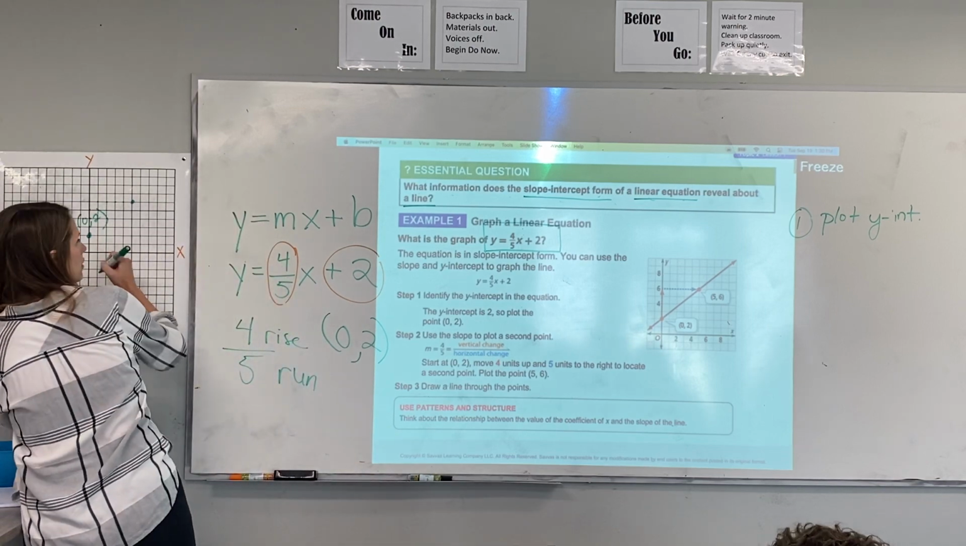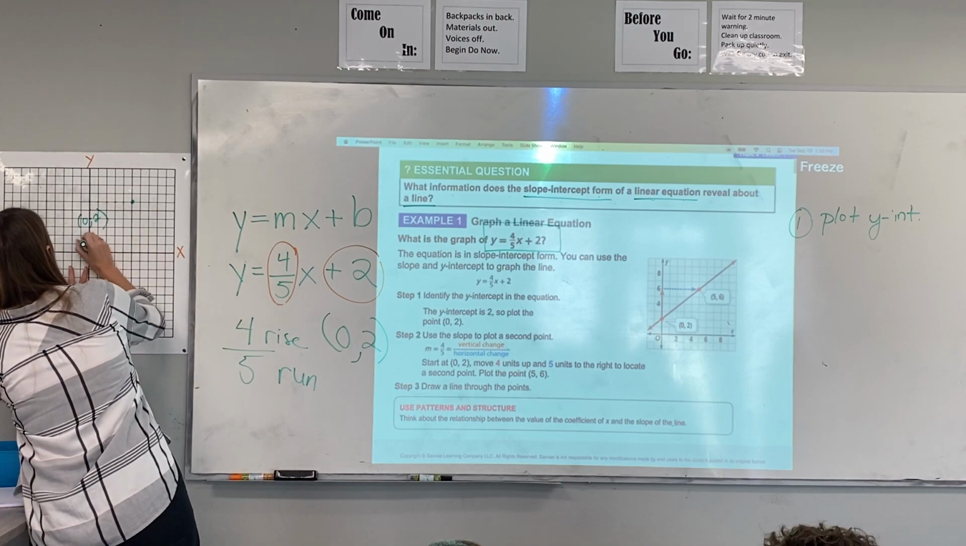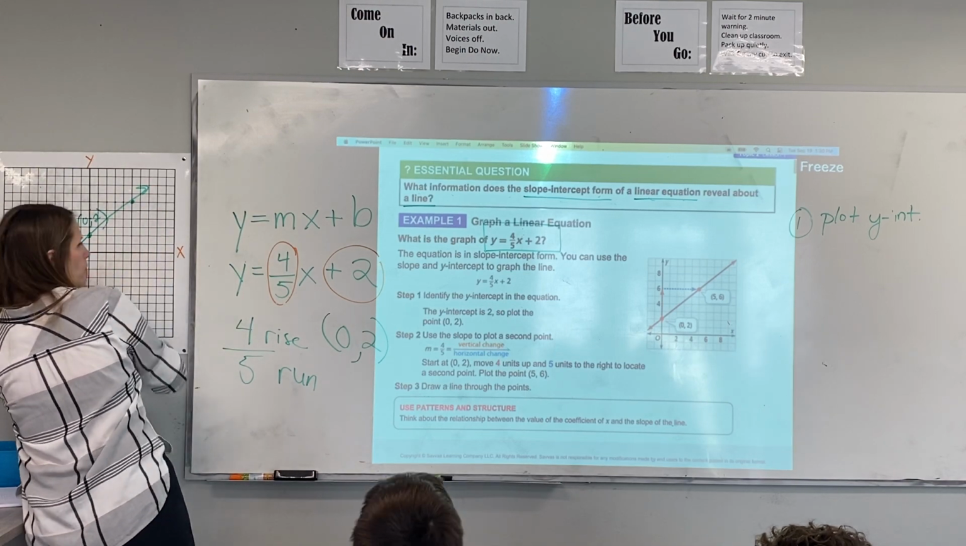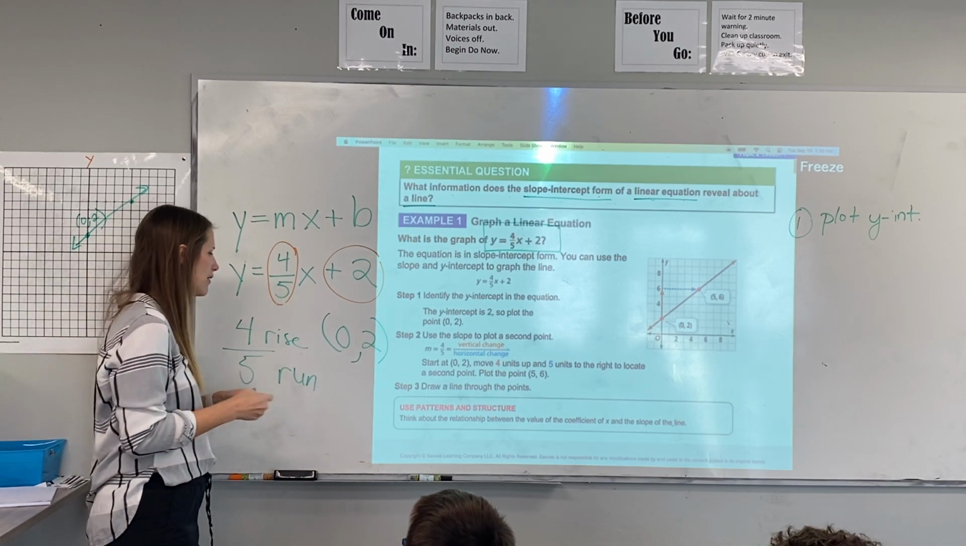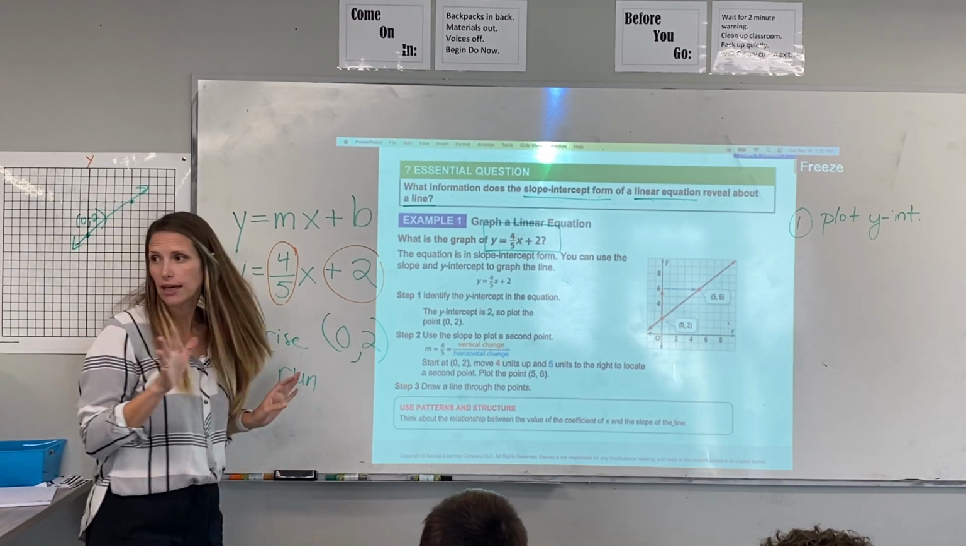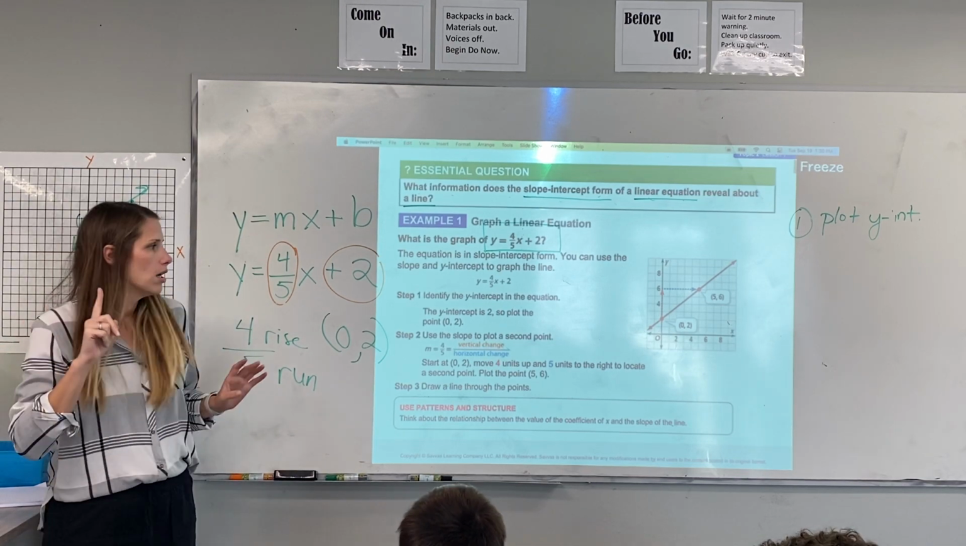Is there going to be a graph online for the homework? Yes, you can actually graph them digitally, and it gives you directions and everything like that. Okay, can I ask you a question? Can I try the next question?